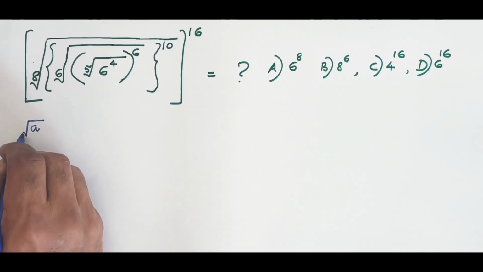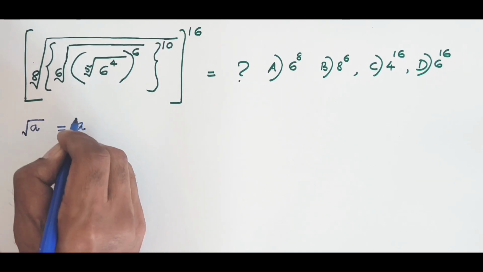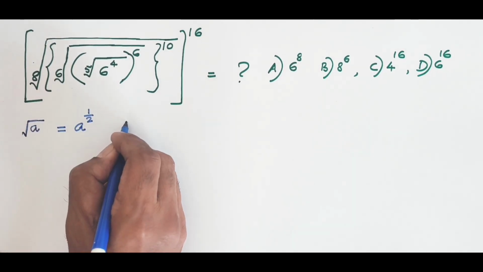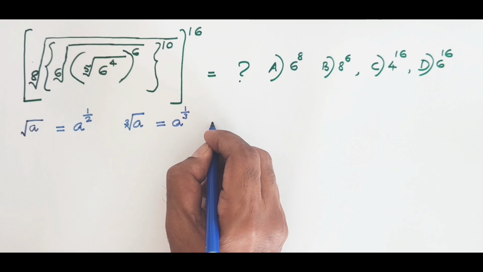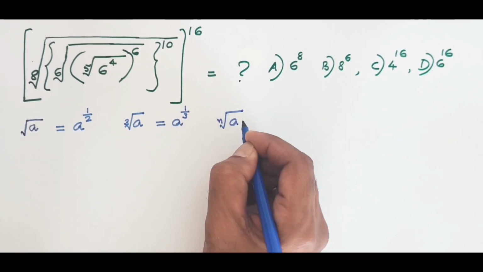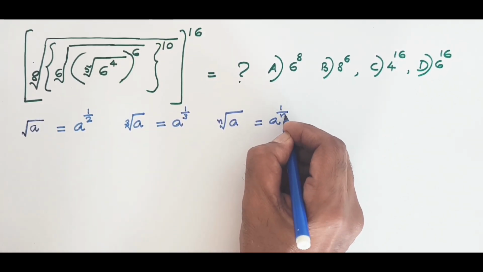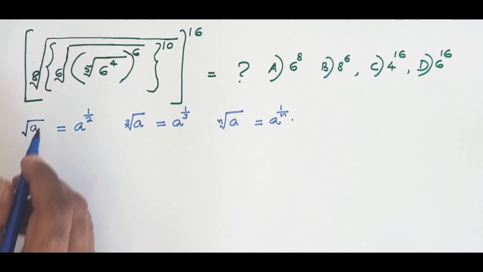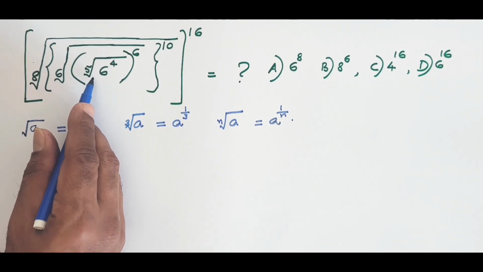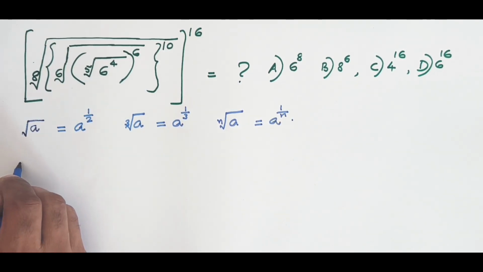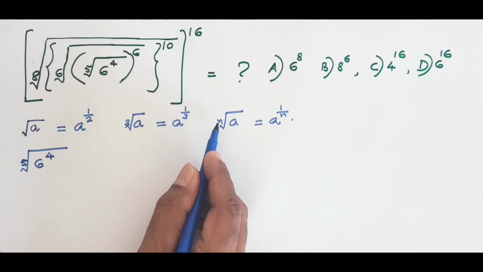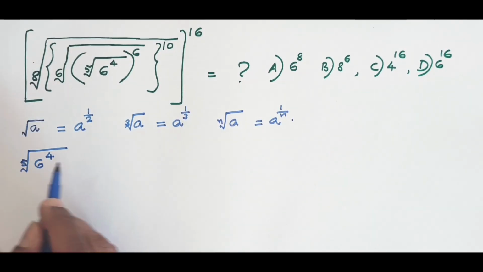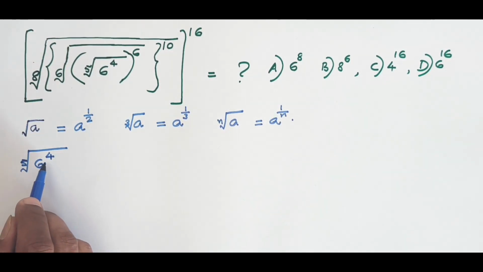As you know, square root of a is a to the power of 1 over 2. Similarly, cube root of a is a to the power of 1 over 3. In general, nth root of a is a to the power of 1 over n. So let me take this expression and simplify. First, this is fifth root of 6 to the power of 4. So in place of n, I have 5 and a is 6 to the power of 4.